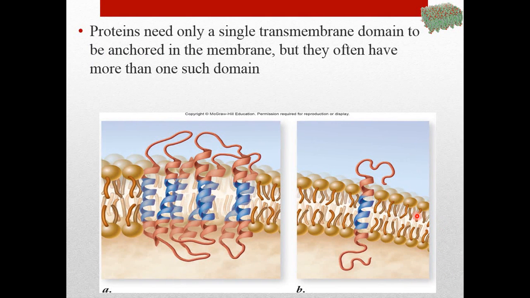Now, the proteins need only a single transmembrane domain to be anchored in the membrane, but they often have more than one such domain. An example of a protein with a single transmembrane domain is the linking protein that attaches the network of the cytoskeleton to the interior of the plasma membrane.